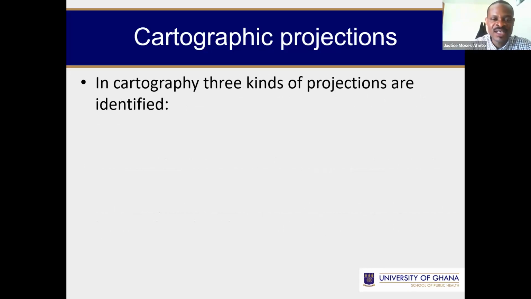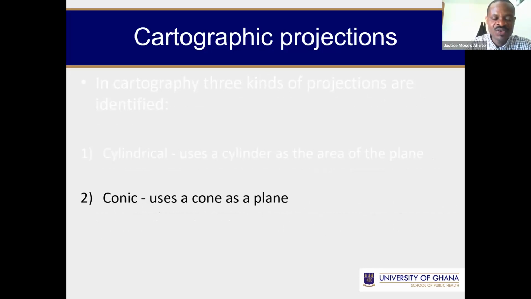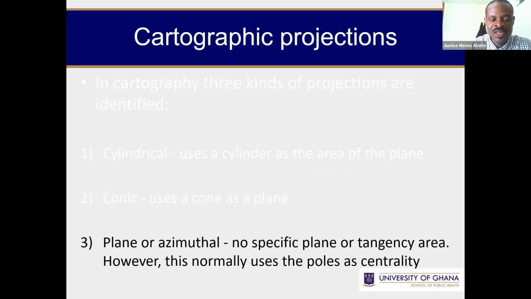And then in cartography, there are 3 kinds or types of projections that are available. You can think about the cylindrical, which uses a cylinder as the plane. You can also talk about the conic, and this one uses a cone as a plane. And the third one, which you call the plane or the azimuthal. Here, no specific plane or tangency area is required. However, normally it uses the poles as a centrality.